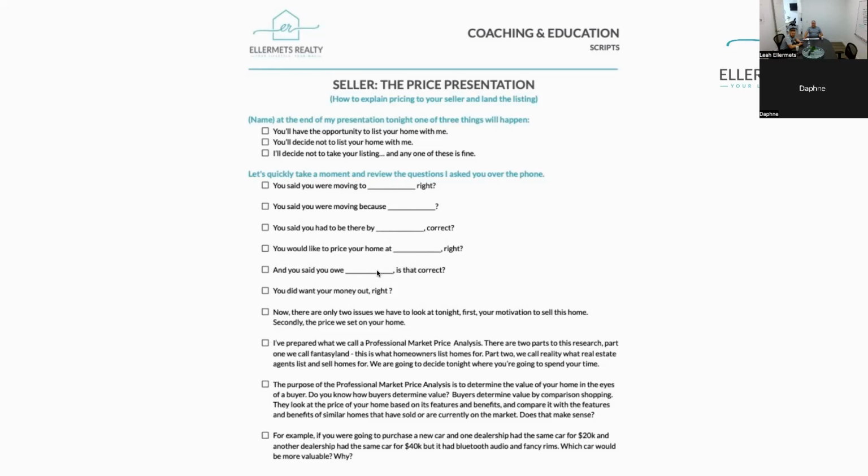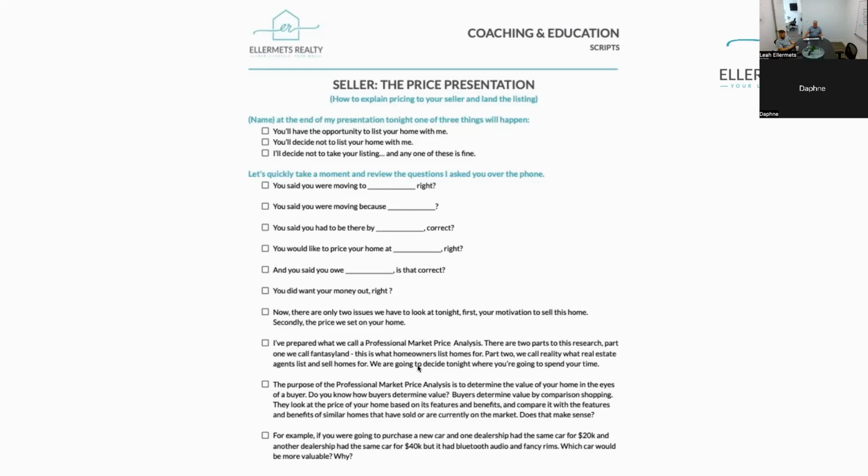So you said you owe, you should know this amount. This helps them. You're the professional. Why would you want to know what they owe on their house? Depending on how much they can possibly get a return. Why would it be any of your business though? And that's why you want to help them get money out. You did want to get the money out, right? These are things where you're encouraging them to price it properly. Now, there are only 2 issues we have to look at tonight. First, your motivation to sell this home.